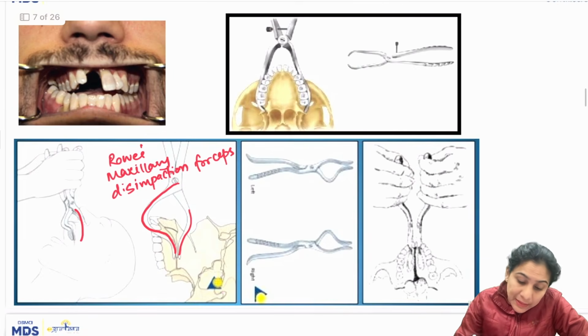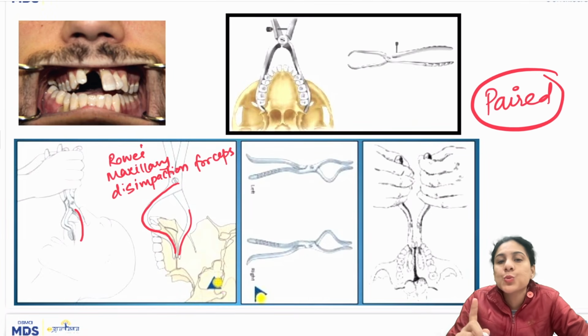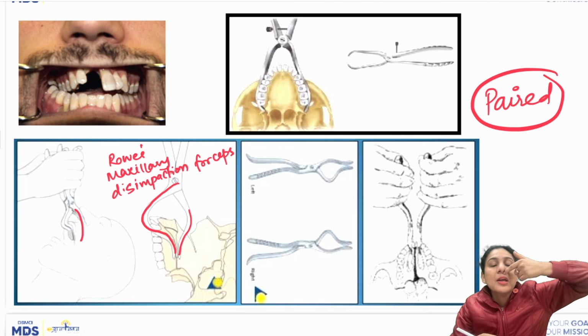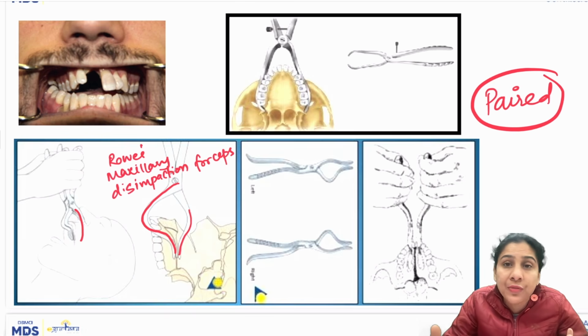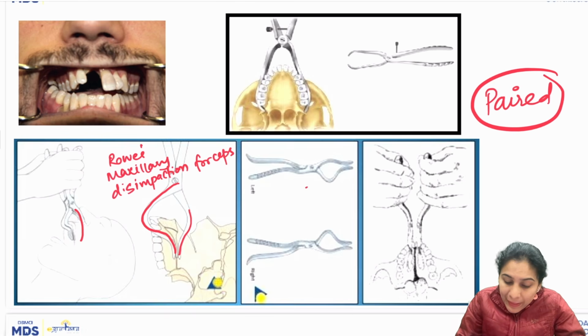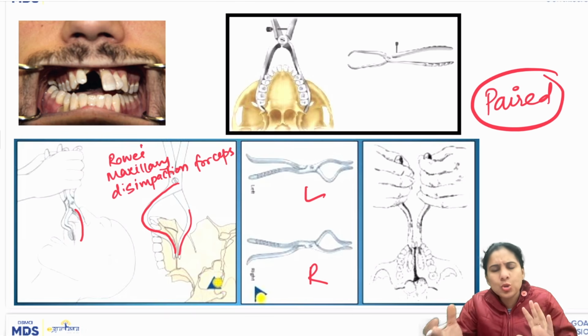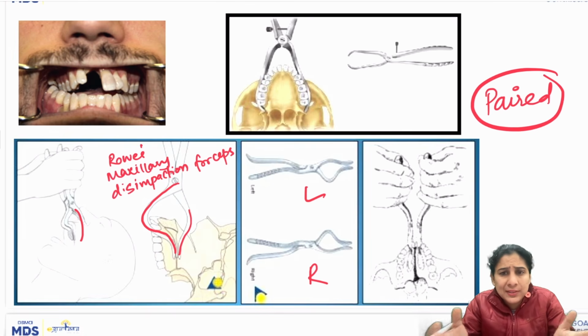Remember, Rose maxillary disimpaction forceps is a paired instrument. You cannot use just one. You cannot use just one nostril. Okay, it will create imbalanced forces. It can create worsening of fractures. You always use it in pairs. So left and right, there is no distinction. You can use either of either.